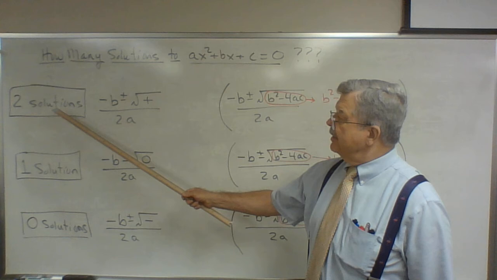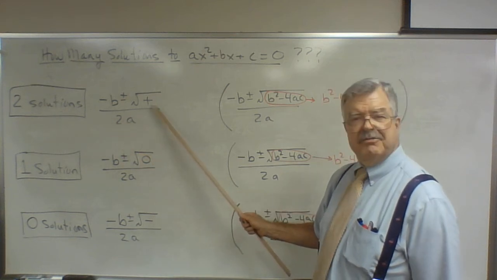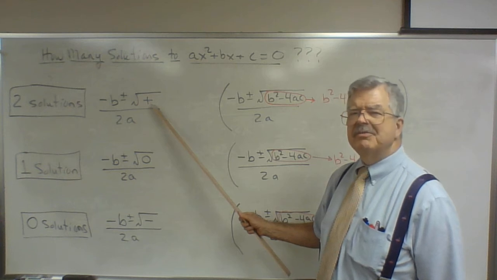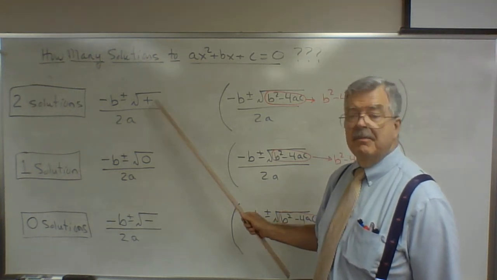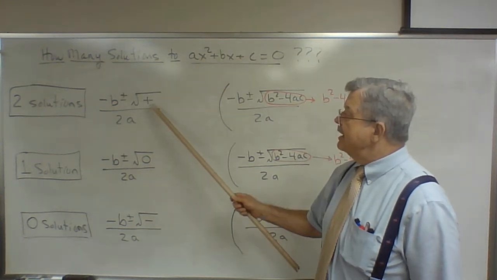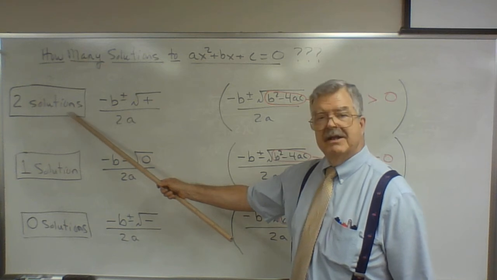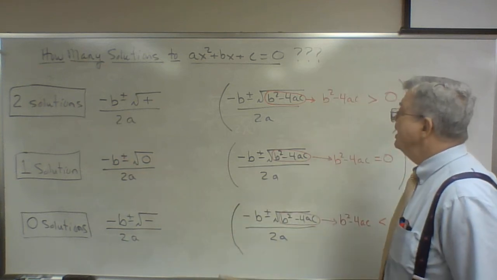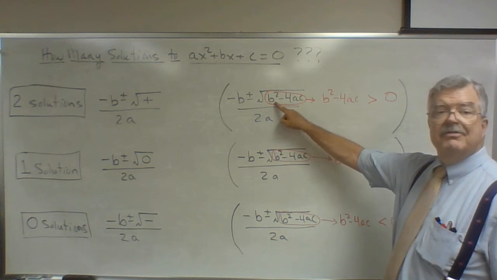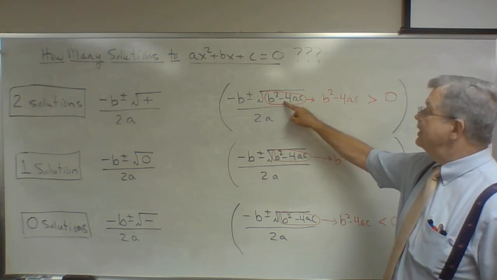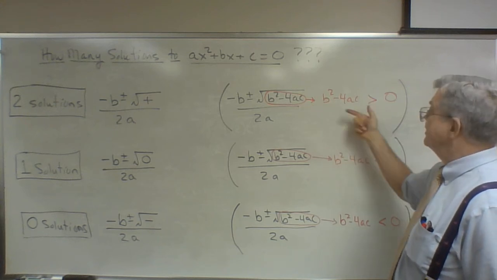We're going to get 2 solutions if the expression under the radical, once we simplify it, turns out to be a positive number. So if we get a positive number under the radical, we're going to get two solutions. And that's the same thing as saying that the contents of the radical, b squared minus 4ac, is positive.